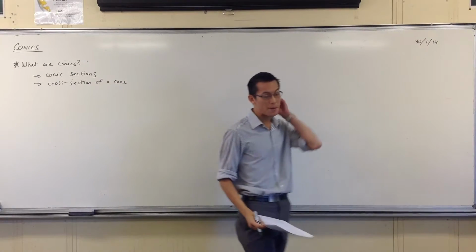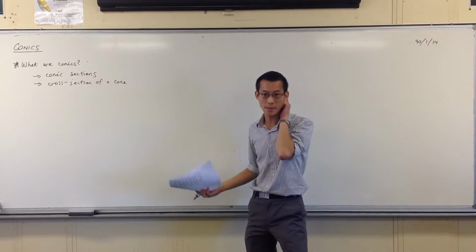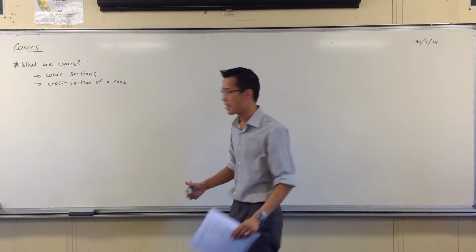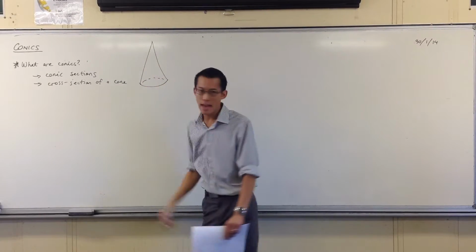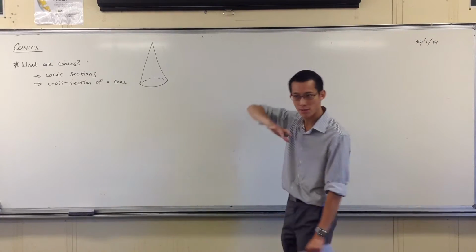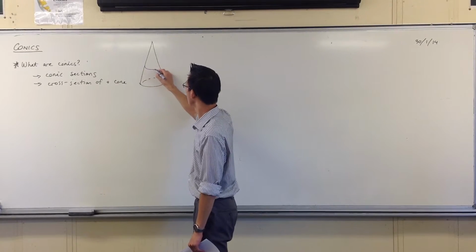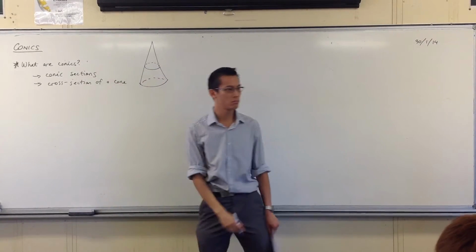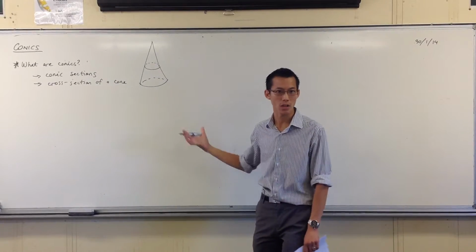Now there are many different kinds of cross sections of cones, and that's what this topic is about. The idea being that you can take this shape and slice across it in different ways. For instance, let's slice right straight through it. What kind of shape would you get? Well, you'd get a circle, wouldn't you? So a circle is a kind of conic section, a kind of conic.